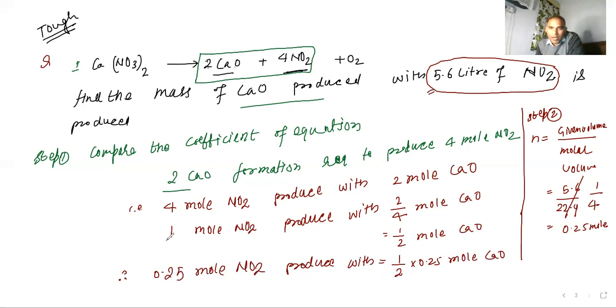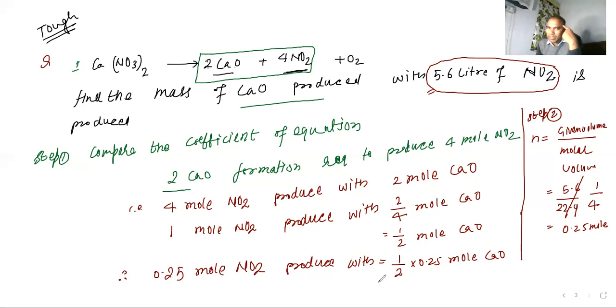See, 1 mole is there now. So whether it is 2 mole, half mole or 5 mole, simply multiply. You need to calculate 1 mole first, then whatever mole you are going to calculate, just simply multiply. So 1 mole NO2 means half mole CaO, so 0.25 mole NO2 means 1 by 2 into 0.25 mole CaO.